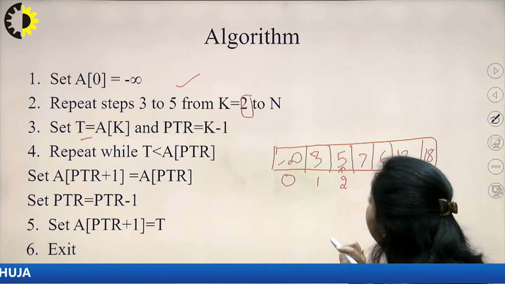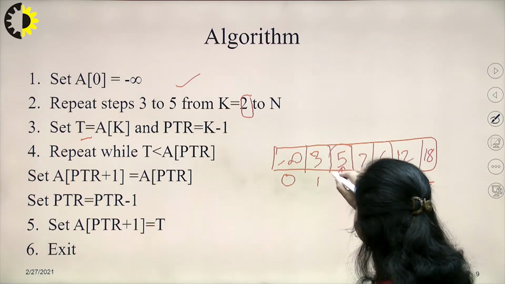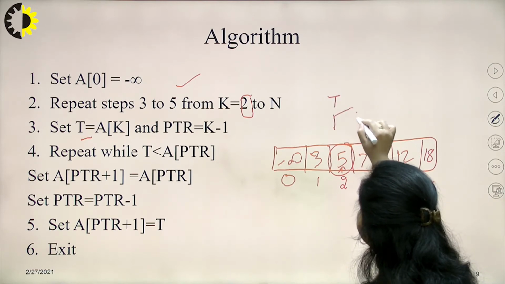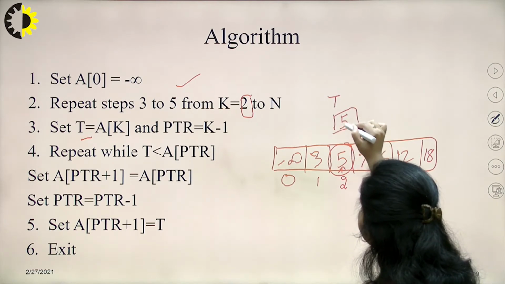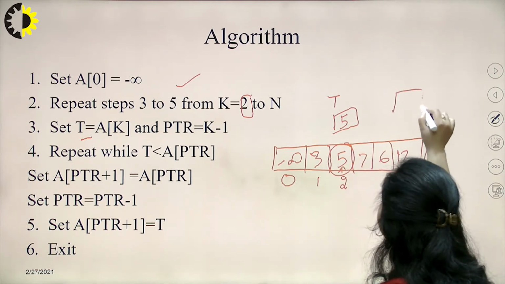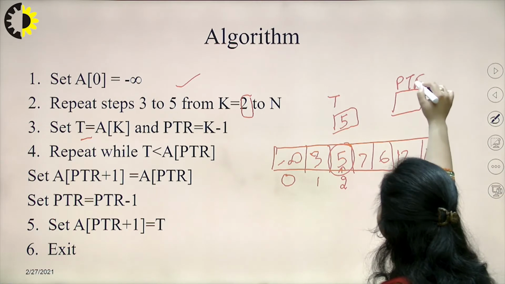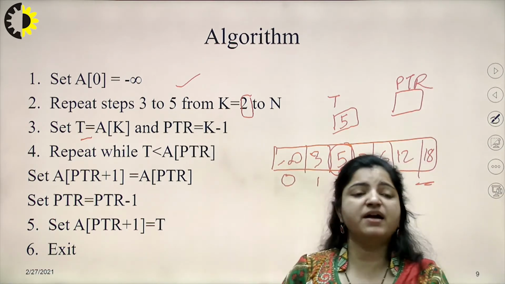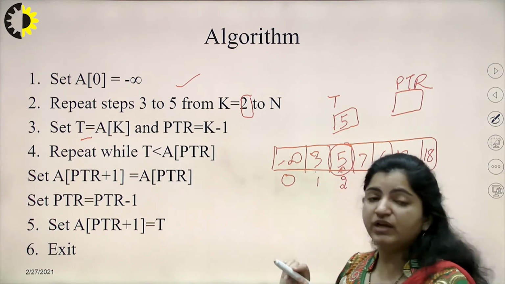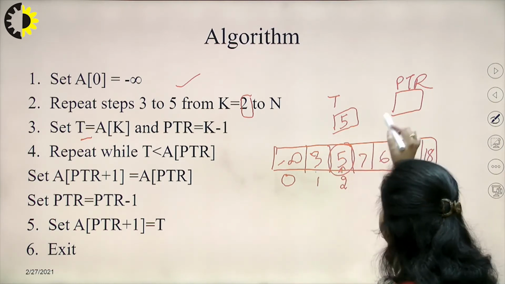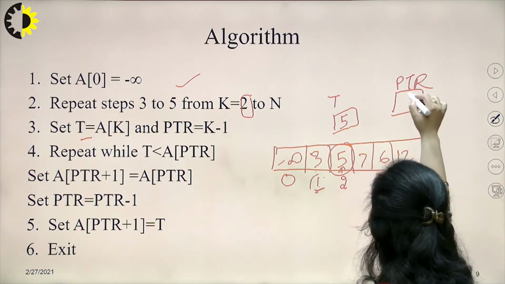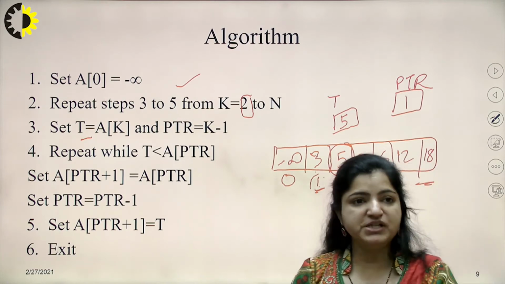The value present at this second position will be stored in a variable named temporary variable. So I have placed this value 5 in the temporary variable, and then I have taken one more variable called PTR, which will have the value k minus 1, because I need to compare this value with the previous value. K is 2, so k minus 1 is 1. This value 1 is placed in PTR.